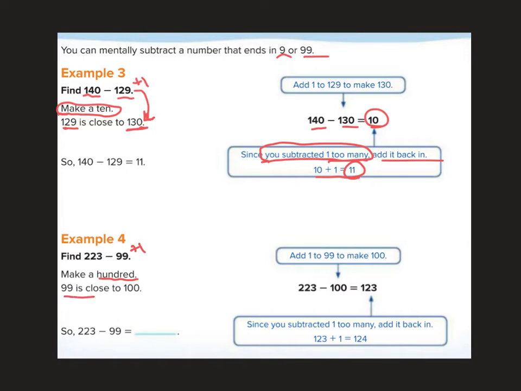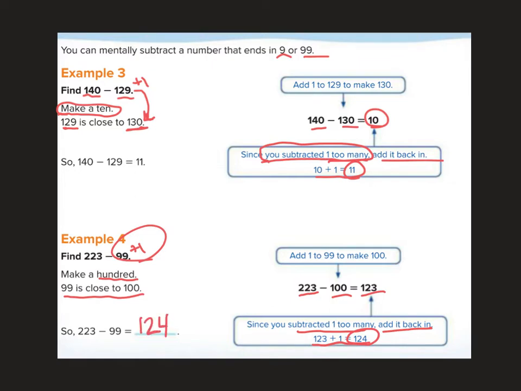So since 99 is close to 100, I'm going to add 1 to make 100. So now I'm doing 223 minus 100 is 123. Okay, but we subtracted too many. I need to add it back in. 123 plus 1 is 124.